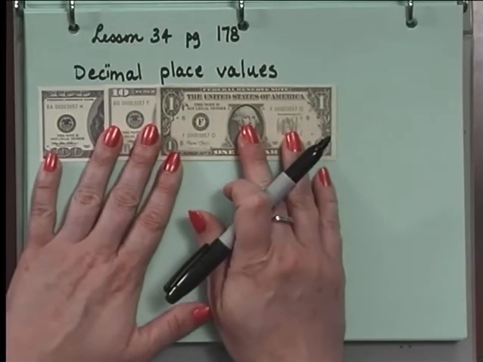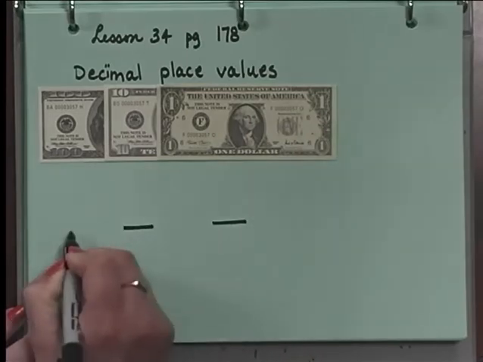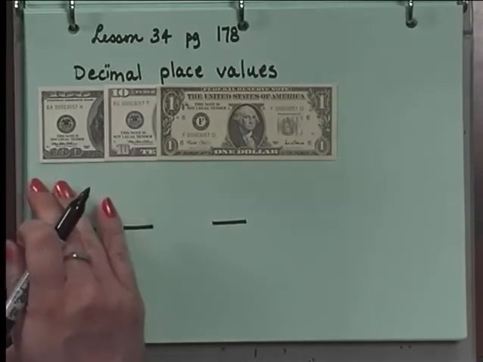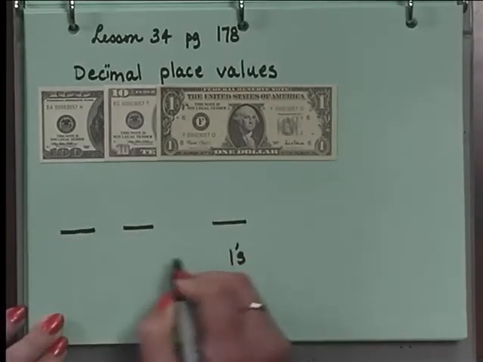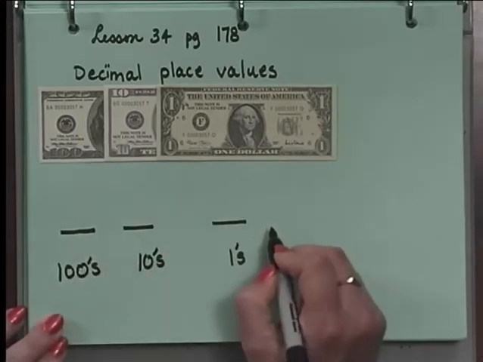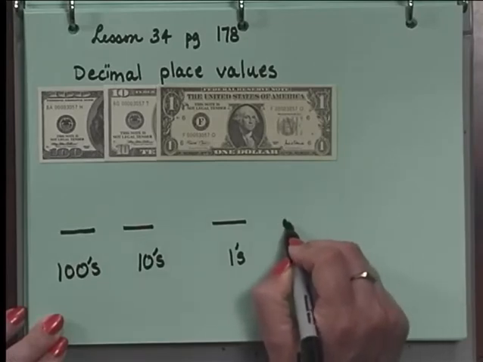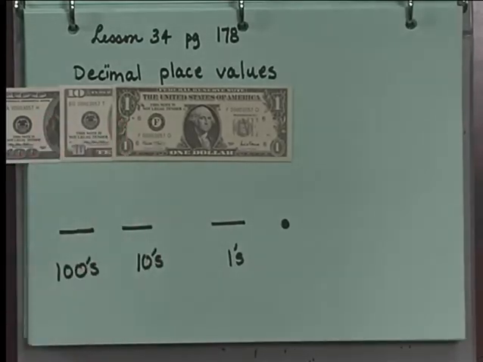Now these are illustrating place values. We have the ones place, the tens place, and the hundreds place. These are whole dollar amounts, or whole number place values. So this is ones. This is tens. Those are our first three place values that we've learned. Now what we're going to do is add to that some decimal place values. So let's move these over.